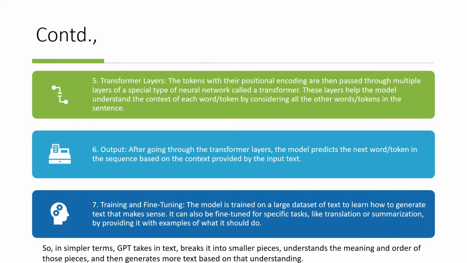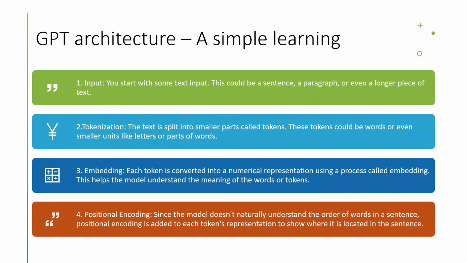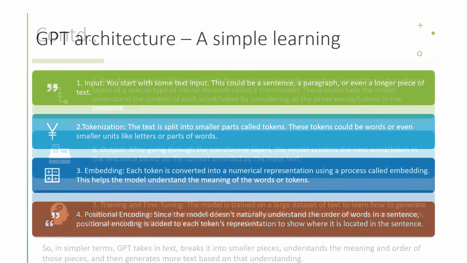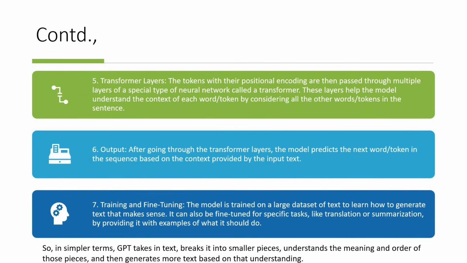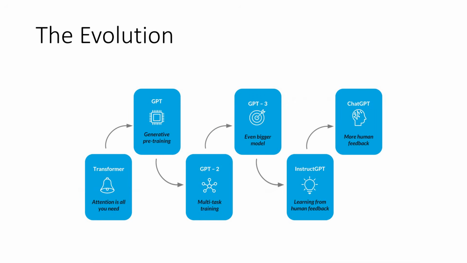So in simpler terms, GPT takes in text, breaks it into smaller pieces, understands the meaning and the order of those pieces, and then generates more text based on that understanding. I'll quickly repeat it. First is input, you give the input. Second is tokenization, it is broken into smaller parts. Third is embedding, each token is converted to a numerical representation. Fourth is positional encoding, we do not know the position perfectly, so let's get that understanding using positional encoding. Then comes the transformer layers, all these tokens with their positional encoding go through these multiple layers, then you get the output, and finally training and fine tuning for you to get better results. That is it. You know the GPT architecture right now.